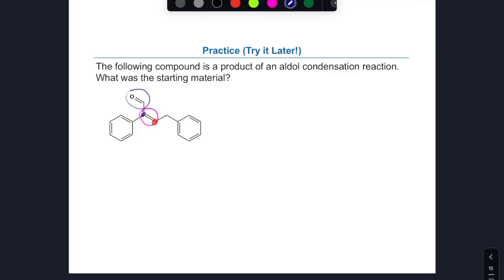So fragmenting those out, I would have the aldehyde from the top compound, like so. Oh, I don't like my angles I drew there. Let me redraw that.